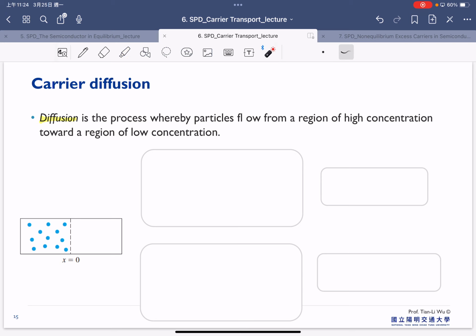Diffusion is a process whereby particles flow from a region of high concentration toward a region of low concentration. For example, if in this region you have a high concentration of carriers, for sure these carriers will like to move to the right because it is empty. Everyone wants to move to the place where there are fewer people, less crowded. So that's diffusion.